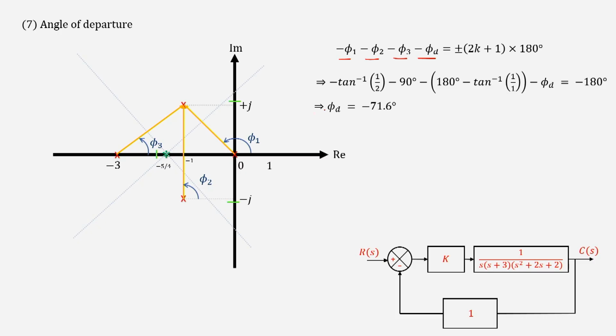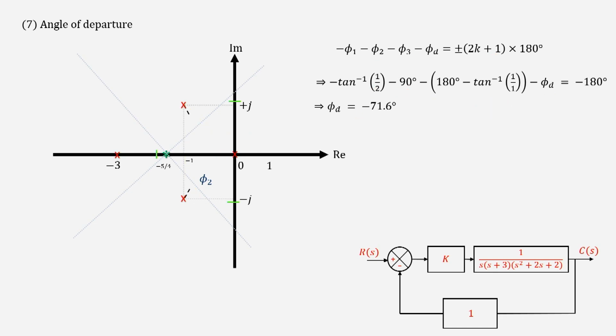What is phi 1? I think I swapped these things. So, this is phi 1, this is phi 3. Phi 1 is this angle, which is 180 degrees minus this angle. Phi 3 is tan inverse of 1 by 2. And the angle phi 2 here is minus 90 degrees. Minus phi d must be equal to minus 180 degrees. You can take k equal to 0 also, it is up to you. Finally, when you solve it, you will get phi d equal to minus 71.6 degrees.